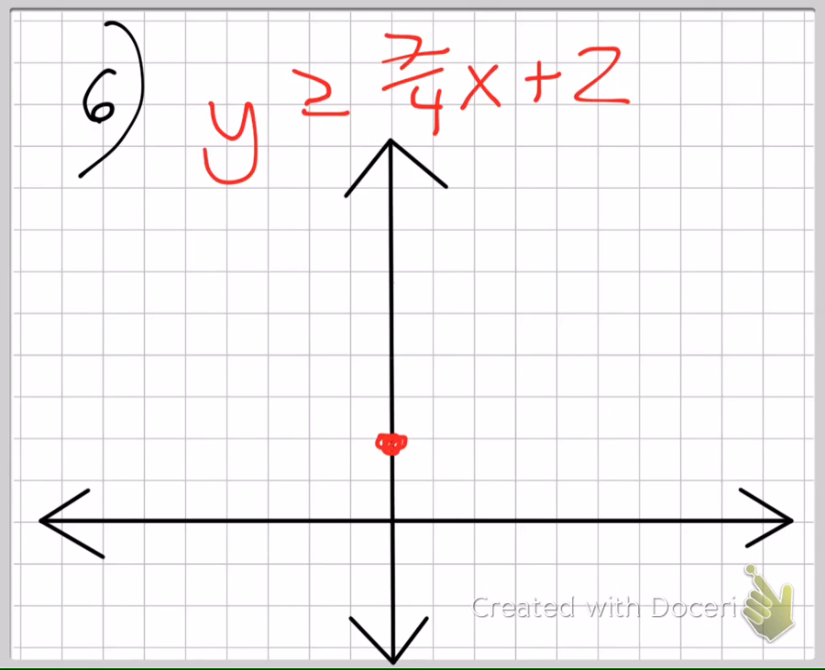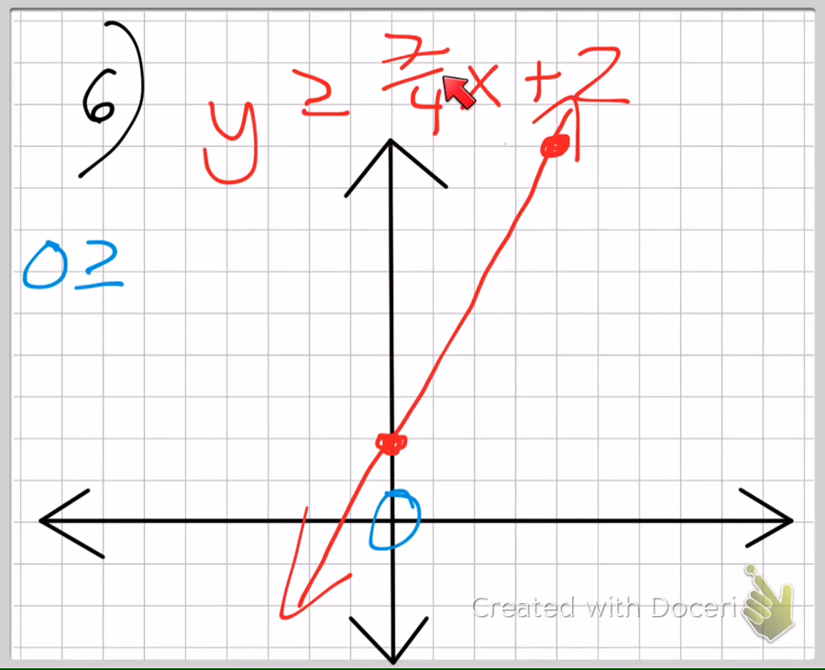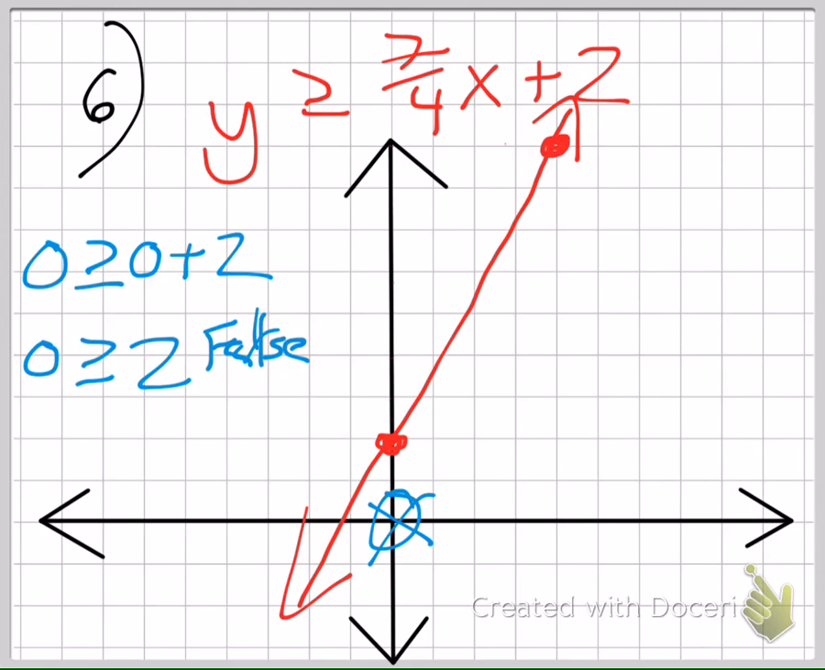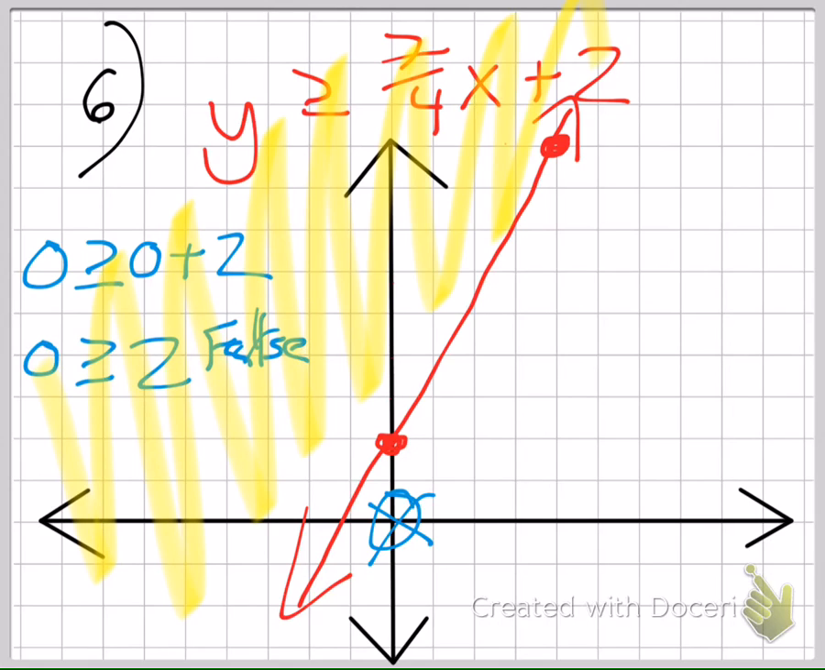On number 5, slope up 7, right 4. Will it be a solid or dashed boundary line? Solid, because that means every point's part of your solution. So then I want to figure out which side are all my solutions. So let's test our point. 7/4 times 0 will be 0. 0 plus 2 is 2. True or false? False, right? I don't want that. That's not part of my answer. So I don't want to shade on this side. Instead, I want to shade on this side.